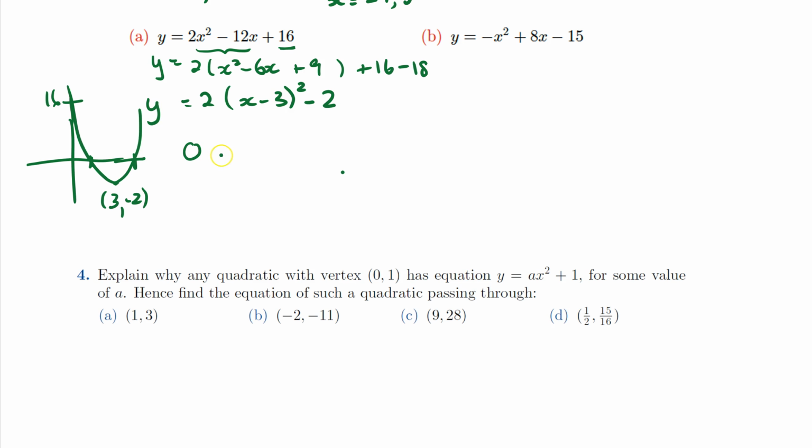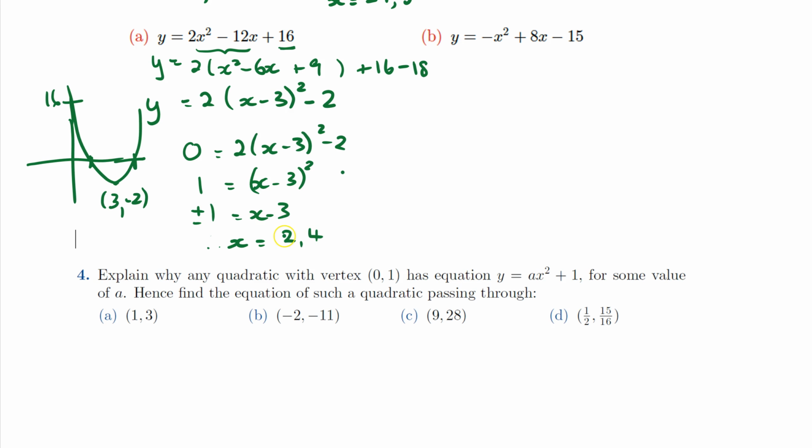So when 0 equals this, then I just solve this. So if I take that 2 over to the other side, then divide by this 2, that will give me that 1 equals x minus 3 all squared. Square root of both sides, plus or minus 1 equals x minus 3. So therefore x is going to equal 3 minus 1, which is 2, or 3 plus 1, which is 4, which fits with our sketch here.